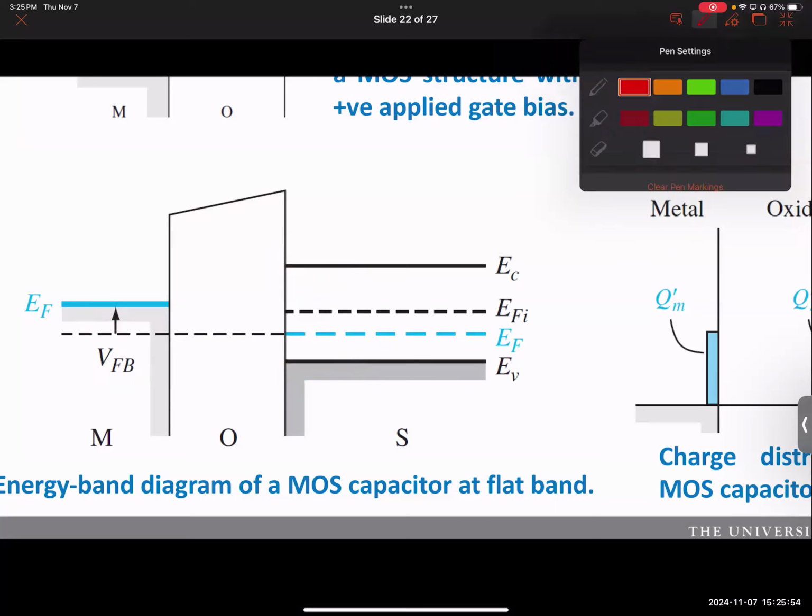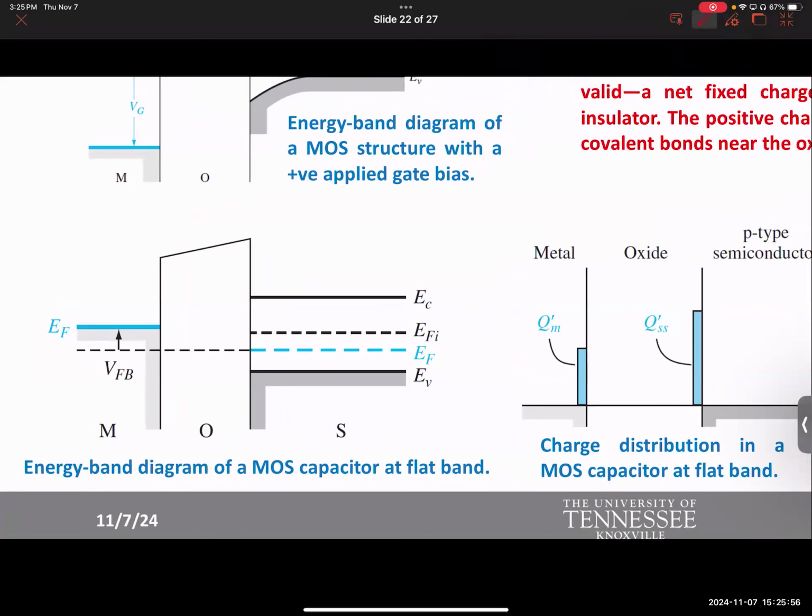You might be wondering, what's with all this flattening the band, right? Remember, when you flatten the band, that represents zero charge in the semiconductor. So the semiconductor is perfectly balanced. And then after that, you bend either this direction or the other direction, which defines accumulation or inversion.